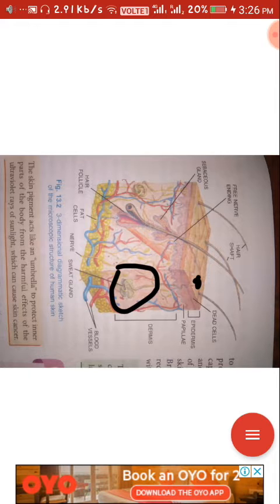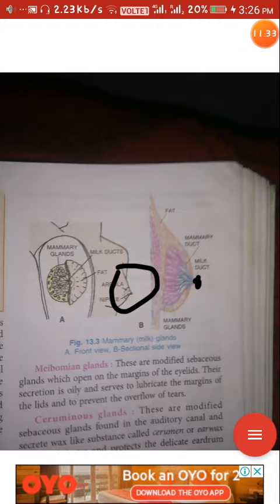Now the sweat contains about 99% water. Remember, it contains water, salt, and only some traces of urea. That is all about sweat glands. And the other comes the mammary glands. Wait a minute, with the help of the diagram I will explain. Just remember that the mammary glands are modified sweat glands. Remember this is very important. These are modified sweat glands.